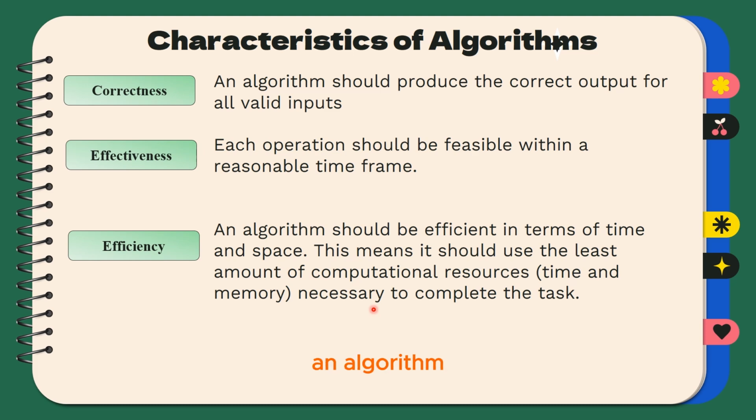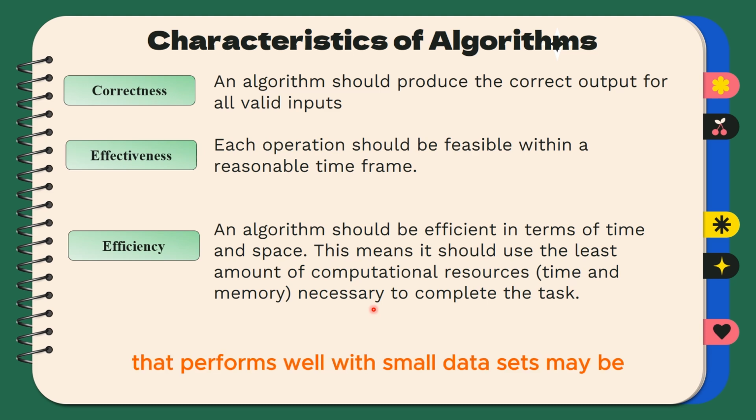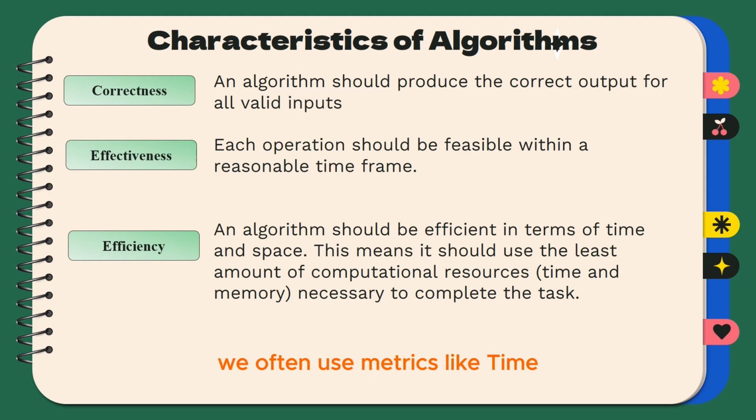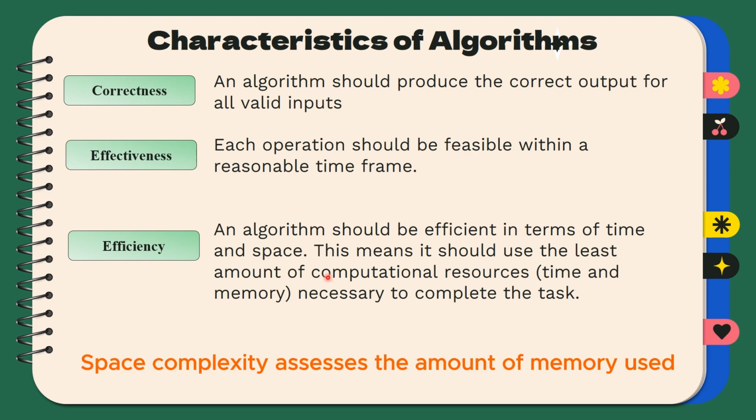An algorithm that performs well with small datasets may be impractical with larger ones if it is not optimized. To evaluate an algorithm's efficiency, we often use metrics like time complexity and space complexity. Time complexity measures how the execution time of an algorithm grows with the size of input, while space complexity assesses the amount of memory used.